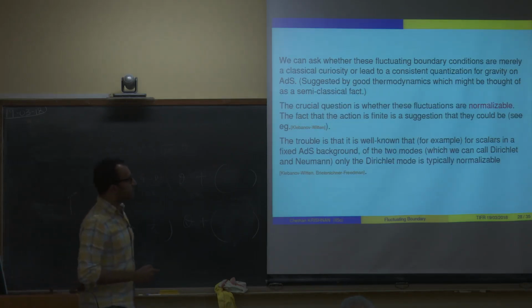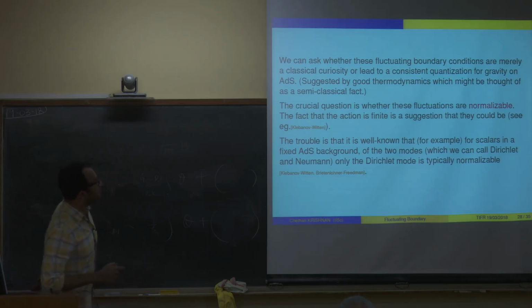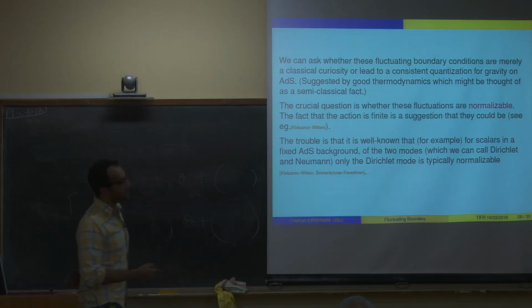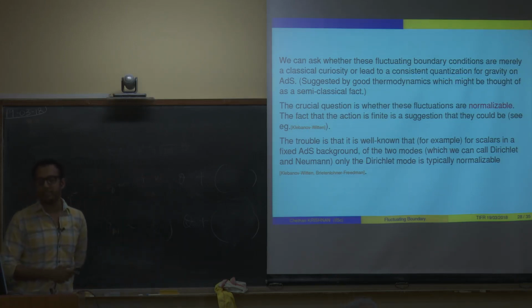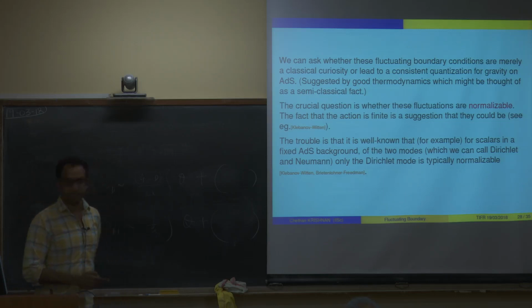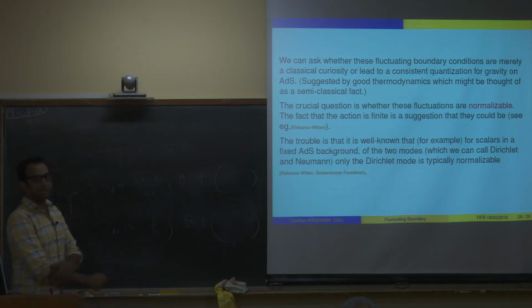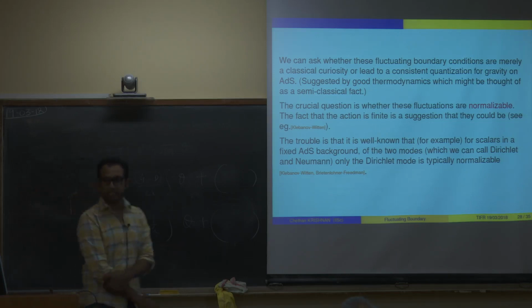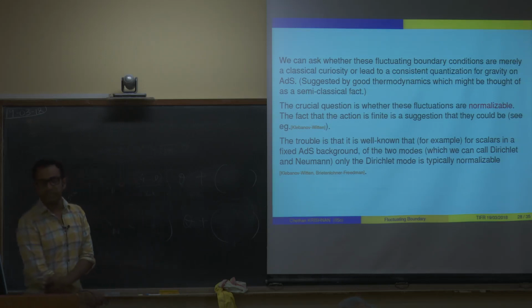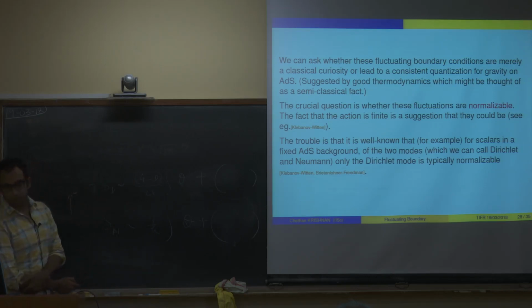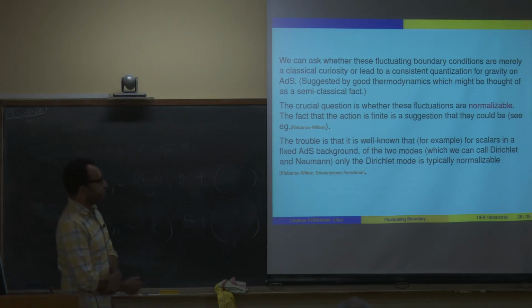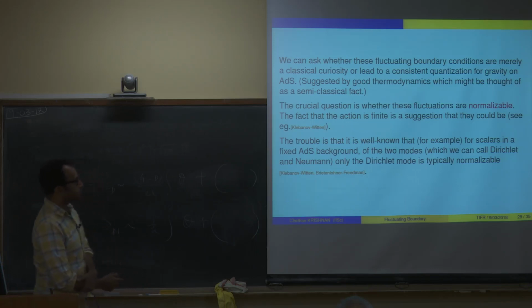So now my talk will get even more speculative. Well, right now it was not speculative. So we can ask whether these fluctuating boundary conditions are merely a classical curiosity or they lead to a consistent quantization of gravity in AdS. One reason one might think so is that the thermodynamics of at least the Dirichlet solution seems to work out in the Neumann case as well. So the crucial question is whether these fluctuations are normalizable.